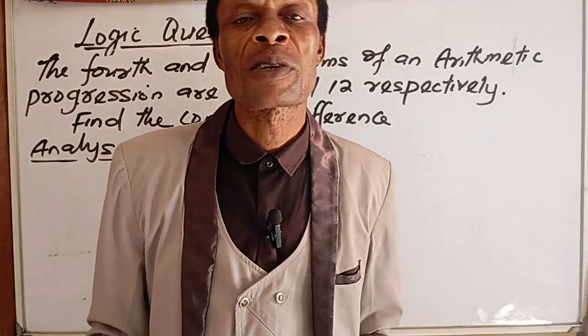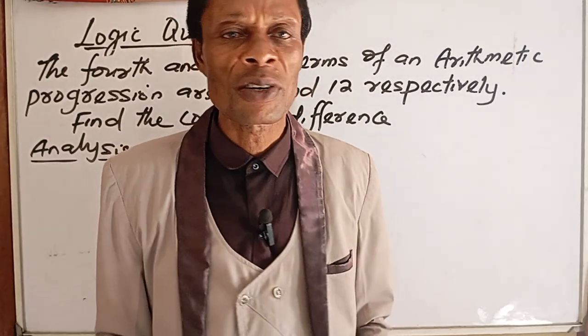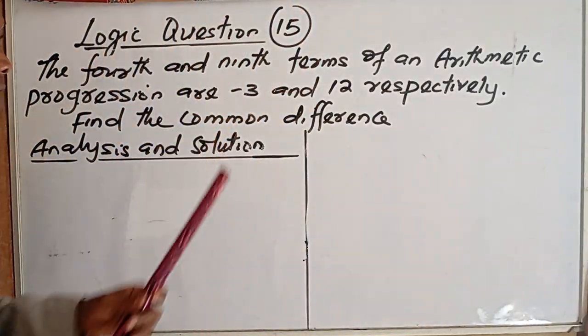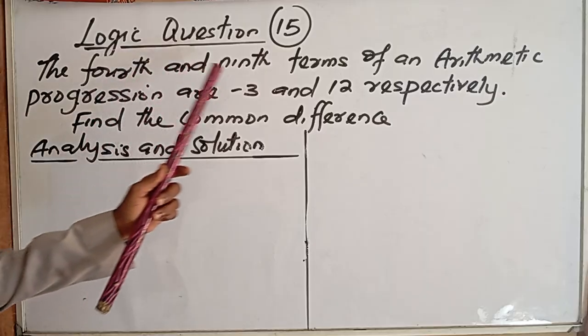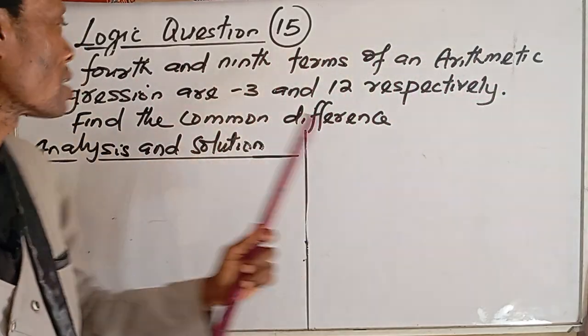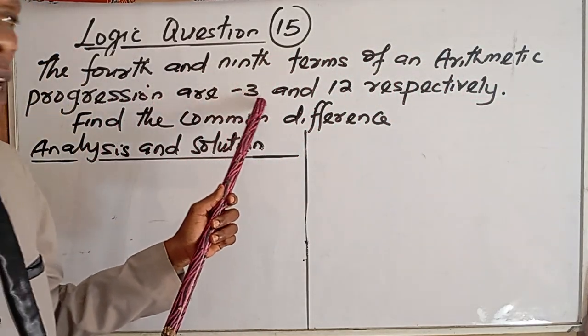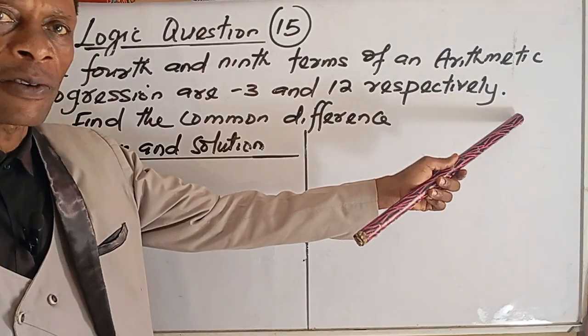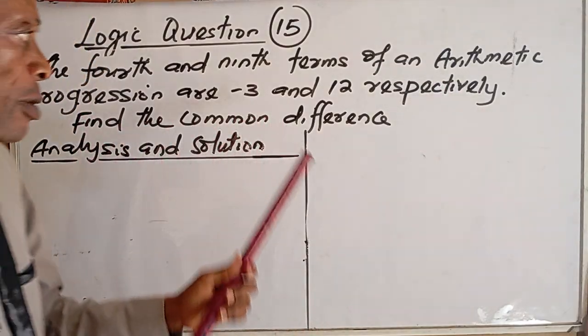So please, let's consider the next interesting logic question, and that's logic question 15. The question says the fourth and ninth terms of an arithmetic progression are -3 and 12 respectively. Find the common difference.